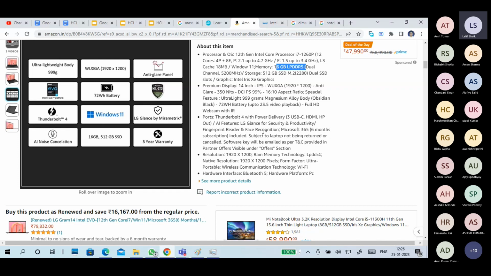Only thing is, if 16 is already there, you have to buy another 16, or another 8, or another 32. You can put another 32 also, because 16 plus 32. Already 16 is there, right? So you have to go through the existing RAM specifications, and also CPU-wise, so we can add an additional RAM like that.